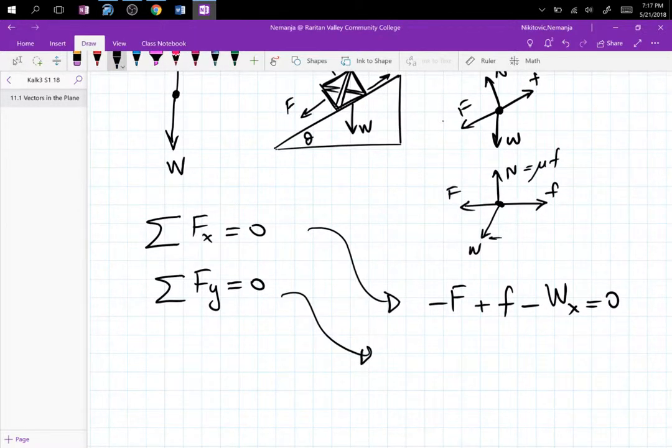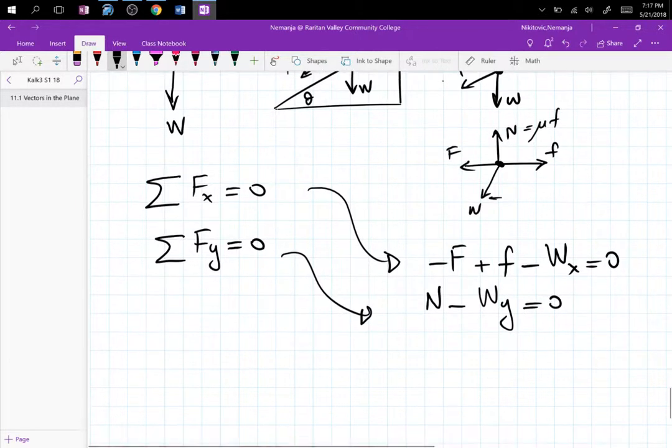And then for y, I have the normal force that is pushing upwards, and then I'm subtracting the Wy, which will have a sine and cosine there. And there are 2 equations. Some problems will be given to you so you can practice that.